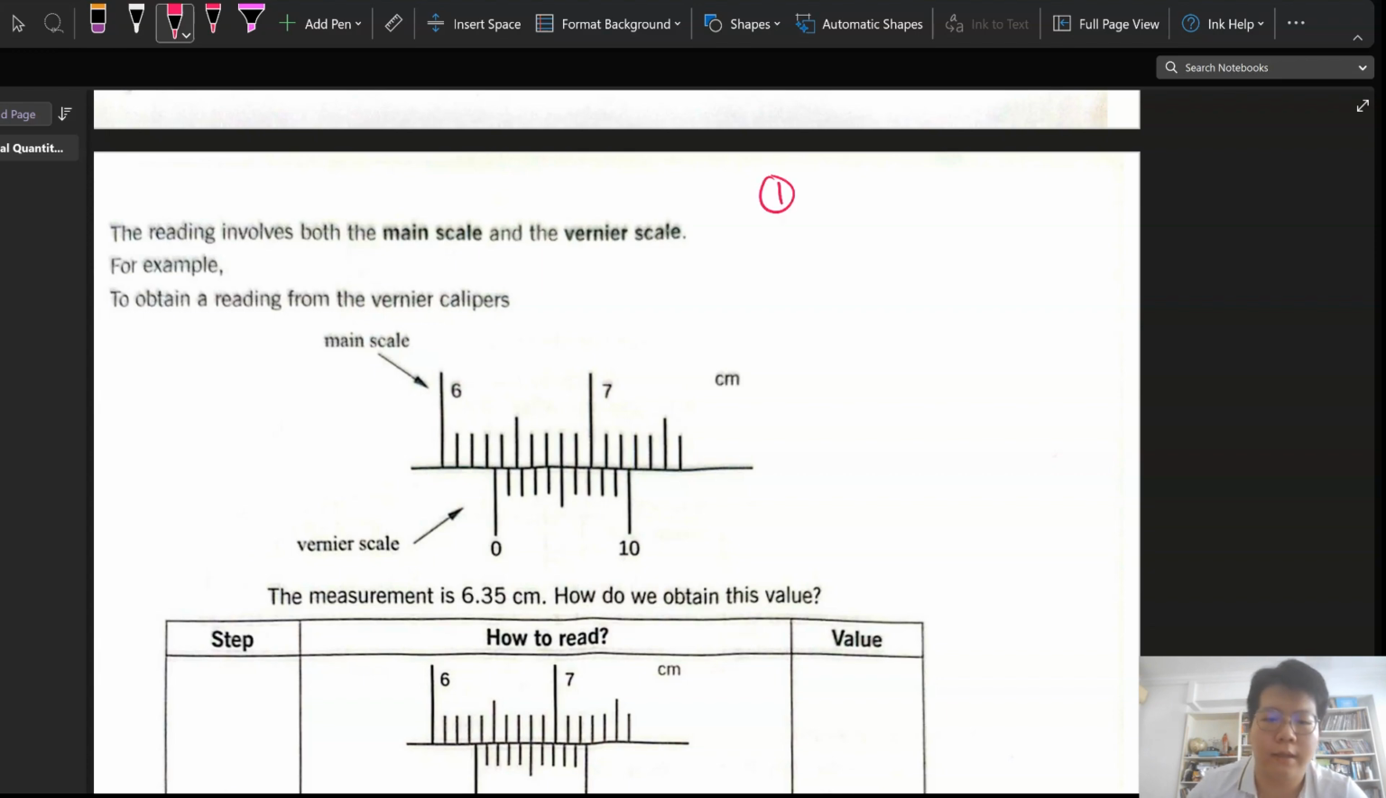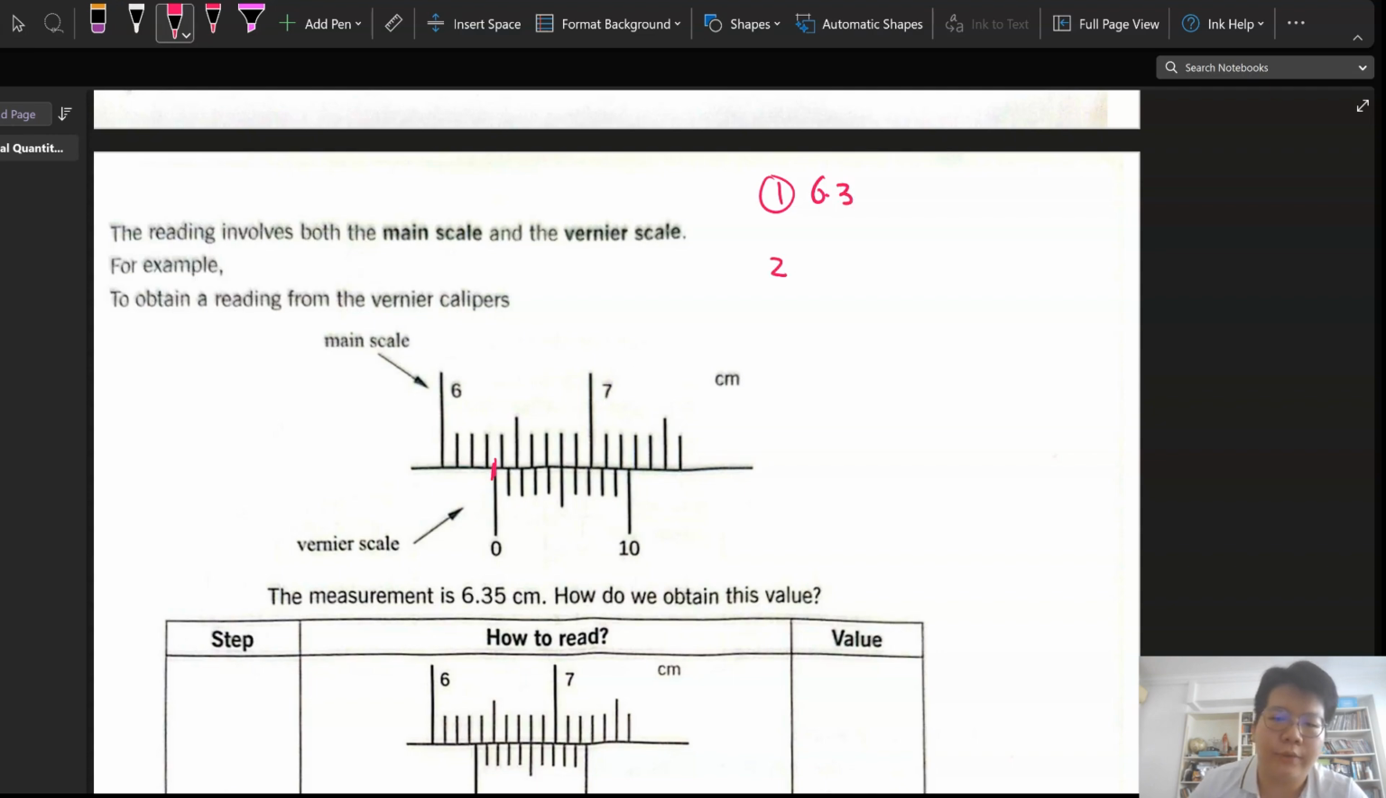The first step you want to do is to find where your vernier scale is. Usually your vernier scale is located at the bottom, and we will look at the 0 mark. Looking at the 0 mark over here, we can see that it's in between 6.3 and 6.4. If it's in between 6.3 and 6.4, it means that it is 6.3, because your vernier scale is used to read the second decimal place. So we know that this first part is 6.3.